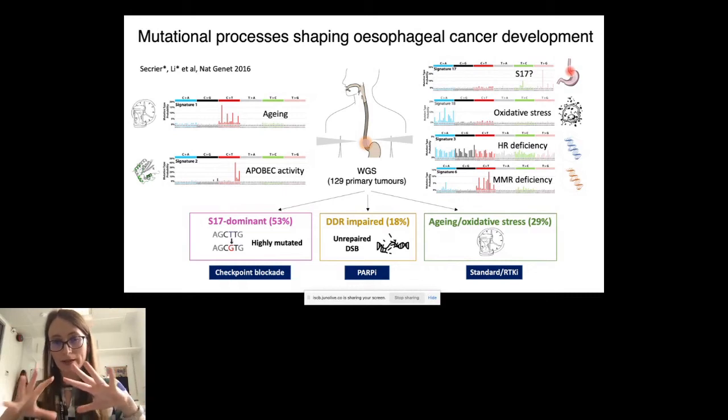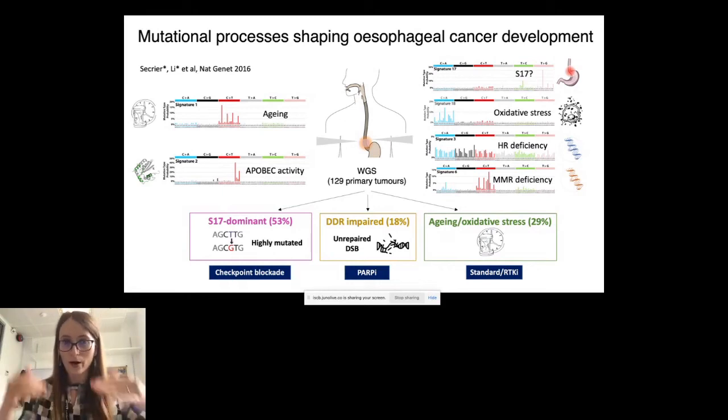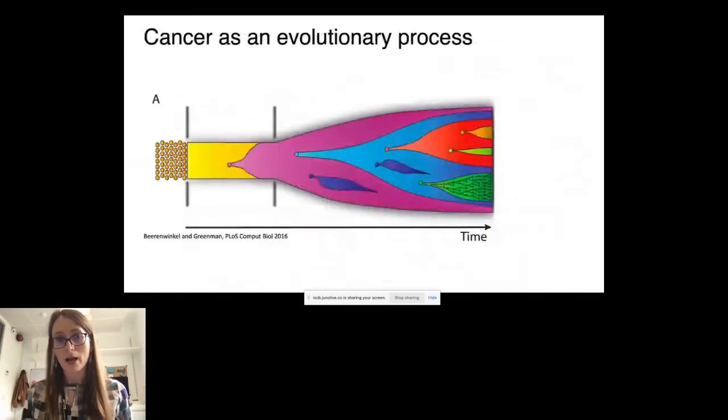Now, this is still quite a static picture because we're looking only at the final point when we sequence the tumor. And it's telling us, okay, there are these mutational processes. But in reality, things are a little bit more complicated because cancer is an evolutionary process. So it's not that you have a constant accumulation of mutations. You start with the healthy cells, and then you start to accumulate mutations that will expand within the tumor.